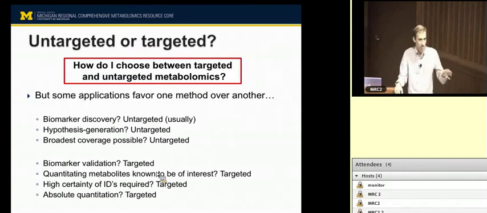But oftentimes it's more important for you to worry about your biological replicates than the analytical reproducibility.